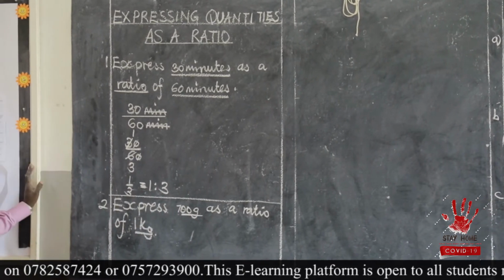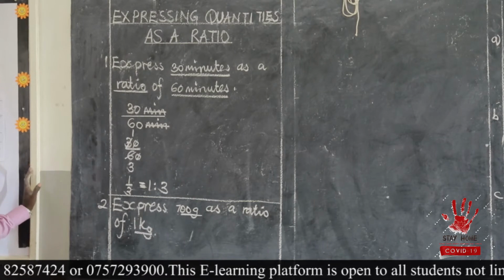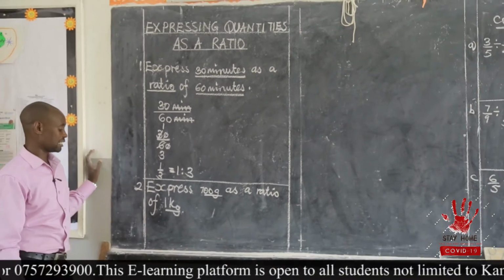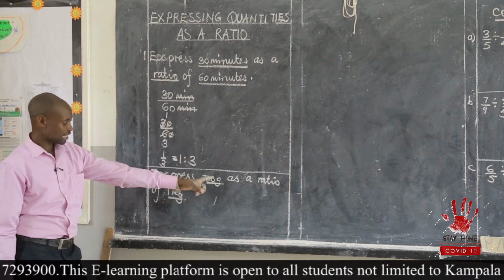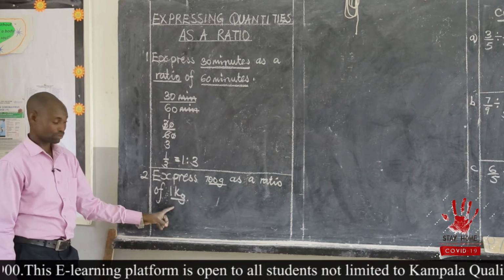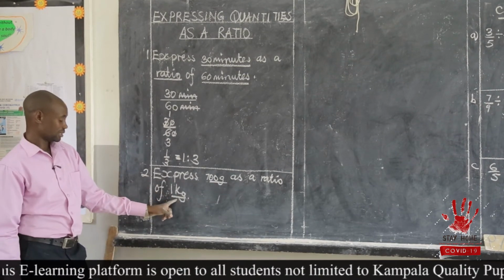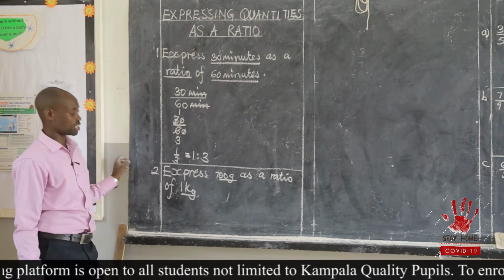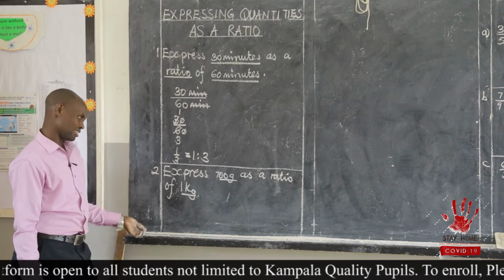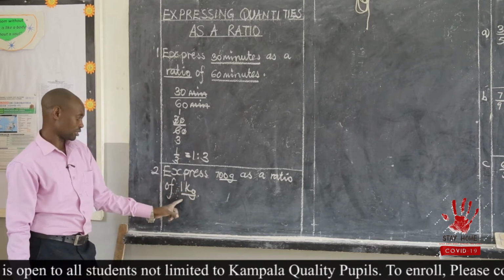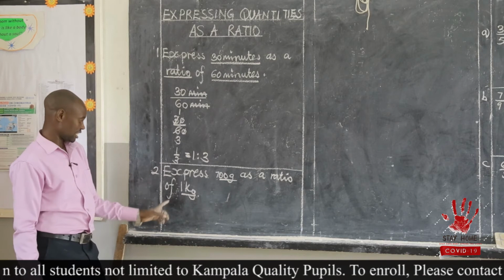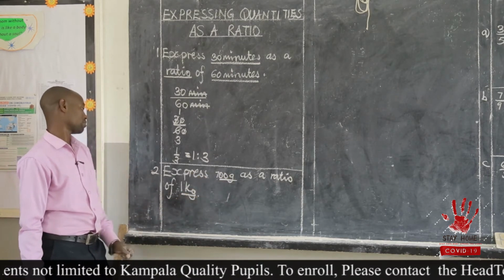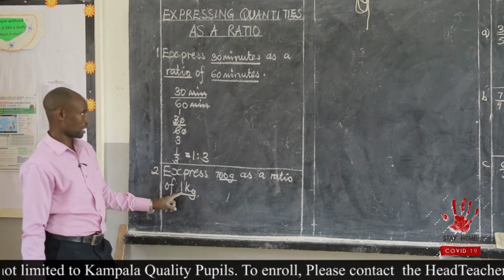Are these units the same? No. So it means before you write a fraction, you should first of all have the same units. So we can change grams to kilograms, or we can change kilograms to grams, depending on what is simpler for you to change. For this case, what do you think is simpler? I think changing from kilograms to grams is simpler than changing from grams to kilograms. So I'm going to change this 1 kilogram to grams.